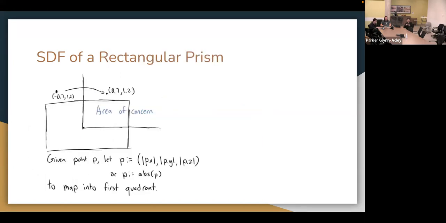Now let's look at another SDF, and that is of a rectangular prism. Here I have simplified it to the 2D case, just a rectangle, to make it easier to understand. One thing to note is that your rectangle is symmetric across the x-axis and the y-axis. That means if we map every point like here to the corresponding point here, then we only need to consider the distance function in this region here. So basically mapping quadrant 2, quadrant 3, and quadrant 4 into quadrant 1, as in a Cartesian quadrant. We do that by just taking the absolute value of your points.